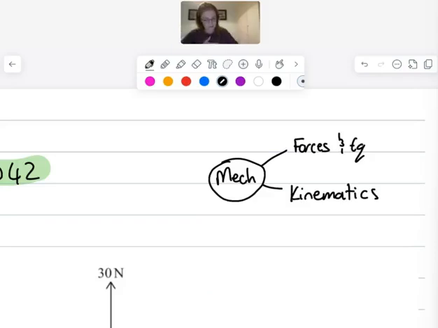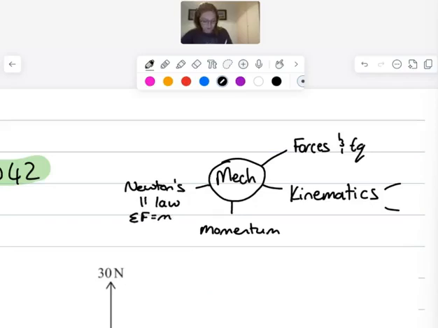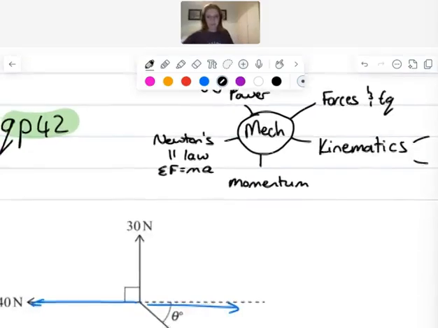There's a couple of branches that come out of this one. Then we've got momentum. Then there's one that they call Newton's laws. I'm just going to call it Newton's second law, because that's mainly the questions that we use in that topic. And then the last one is energy, work, and power. So you need to know where you are in the syllabus before you even start the questions.